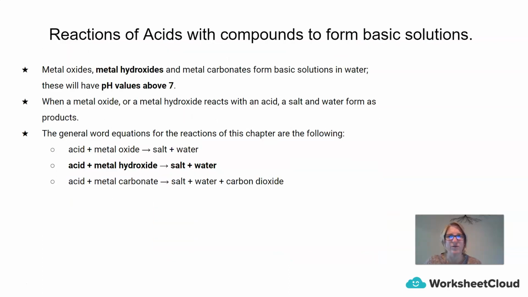So today's lesson is going to focus on the reaction of acids with compounds to form basic solutions, and we are going to focus on metal hydroxides. So a metal hydroxide forms a basic solution in water. So that means an aqueous solution of a metal hydroxide will have a pH value above 7. When a metal hydroxide reacts with an acid, a salt and water form as products. And the general word equation is an acid plus a metal hydroxide react to form a salt plus water.